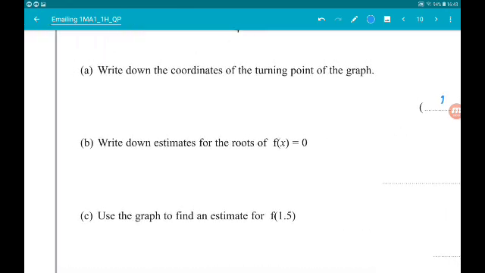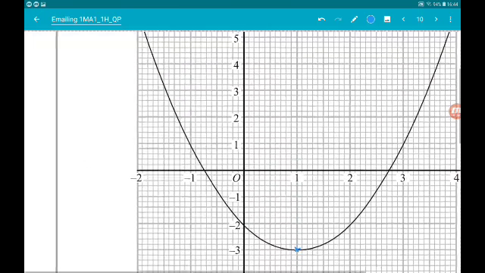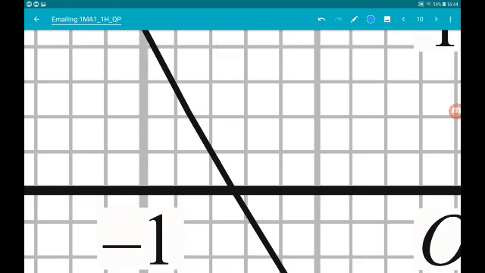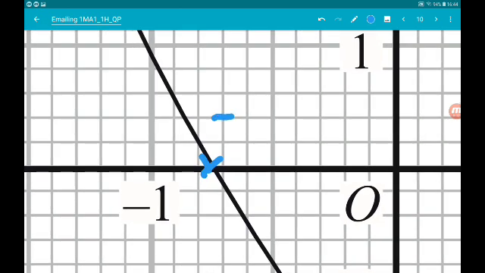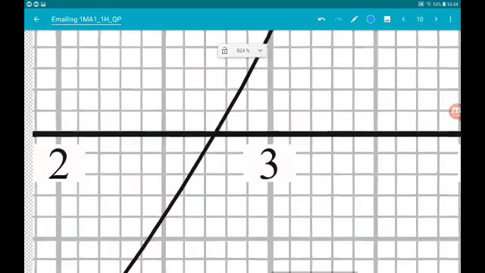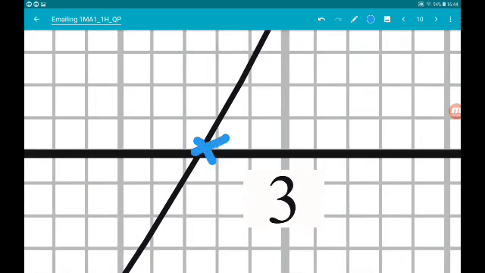Part B. Write down estimates for the roots of f of x is equal to 0. So when you are solving a line or a curve equal to 0, you are finding the points where it crosses the x-axis. So we got 2 here, we got this guy. Now make sure you're happy with the scale. Every little square is 0.1, so this would be minus 0.75, and then the other one, this guy here, so that's about 2.75. Cool.